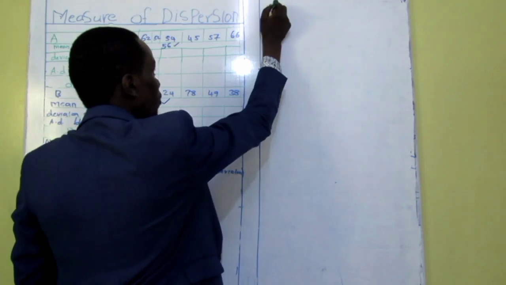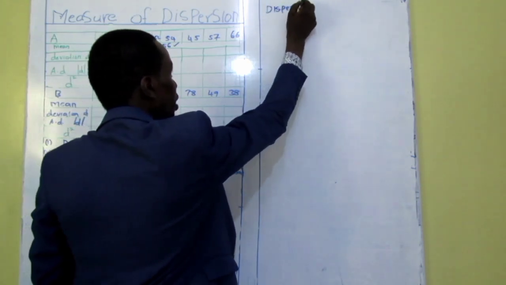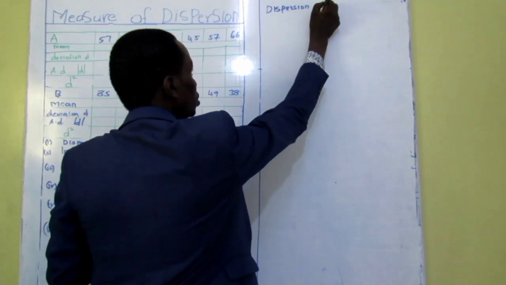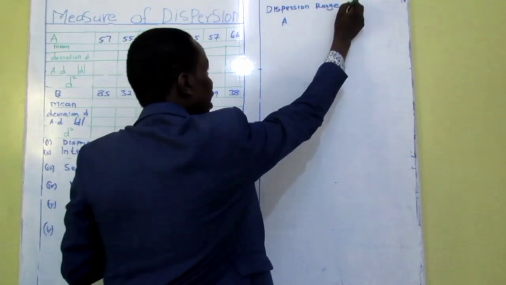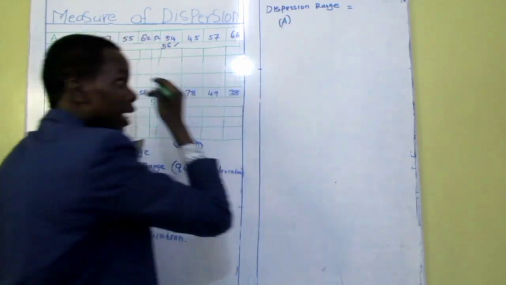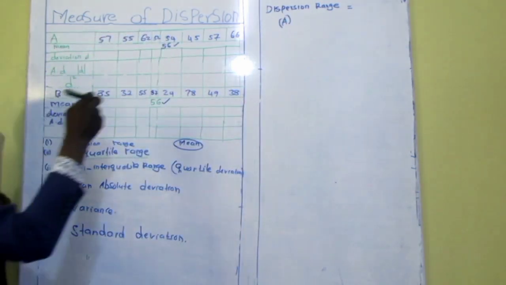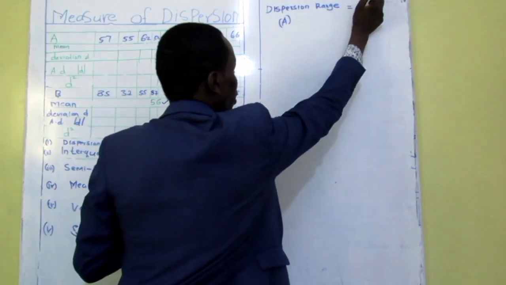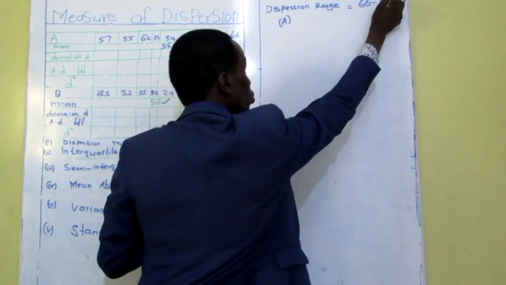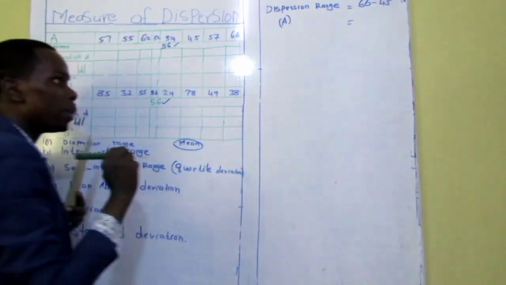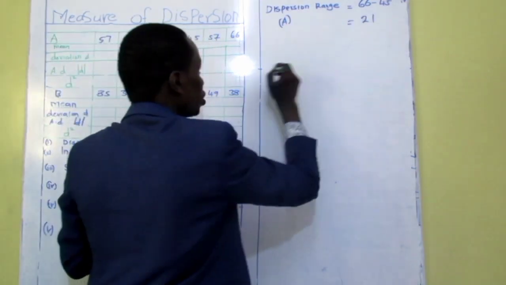So let us have dispersion range, yeah, A. So we take the highest. We're going to take the highest. What is the highest? 66. And what is the lowest? 45. And what is the dispersion range? So 21.